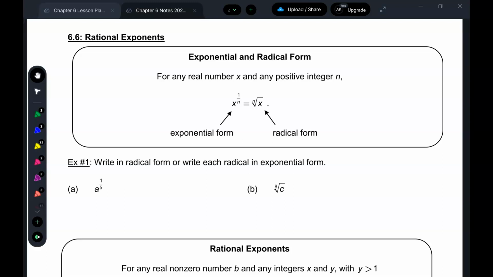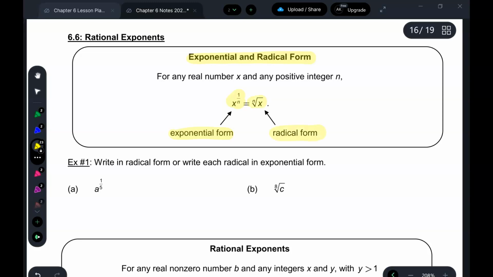We're going to work with rational exponents. We're going to work with changing something from an exponent to a root. So if you have it in exponential form, it looks like this: x to the 1 over n becomes the nth root of something. So an example would be, let's say it's 8 to the 1/3 power.